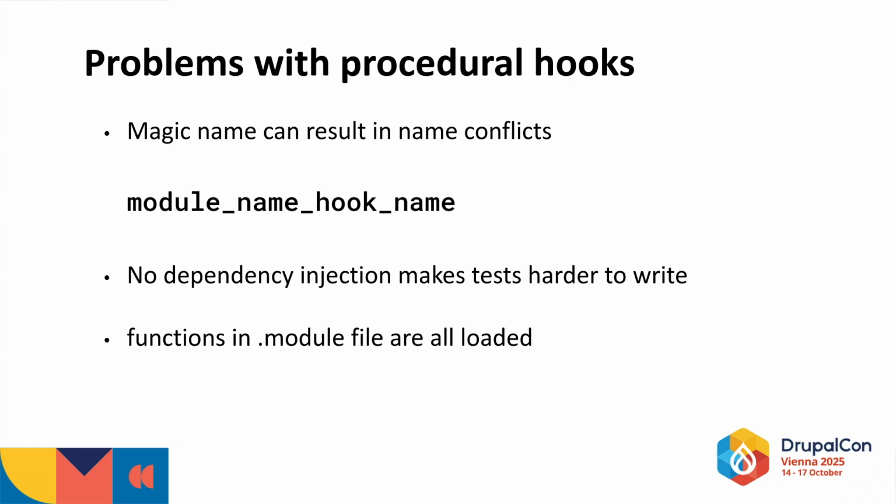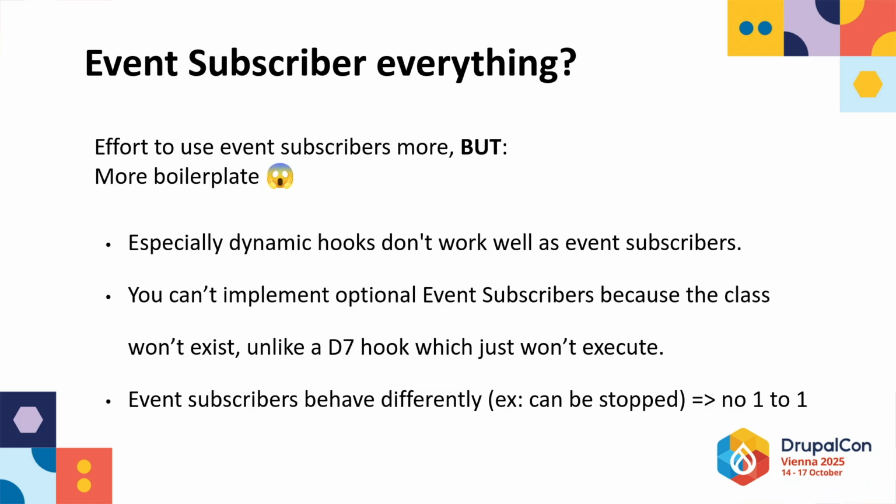You cannot do dependency injection. So the way we did this is we have the hook, and then in the hook we call a service, and we just pass the arguments from the hook to the service. But by default, it's not so easy to write tests. And also all of these live in the .module file, and they're loaded all the time. And we can have improvement if we don't do it like this.